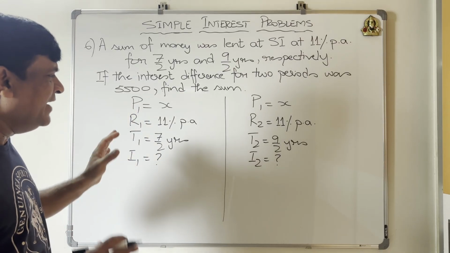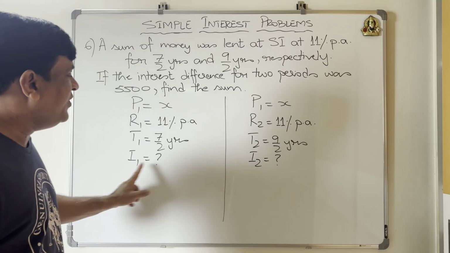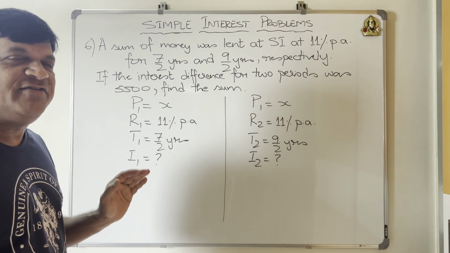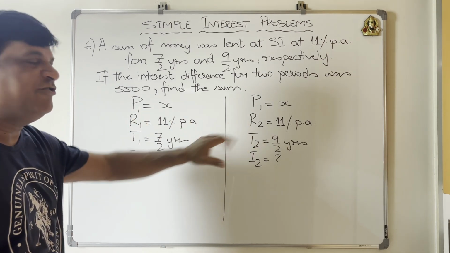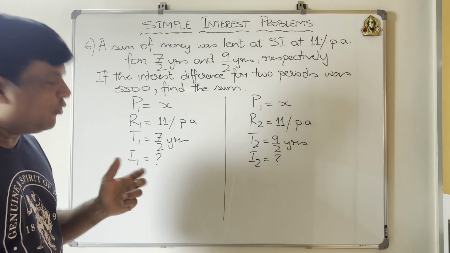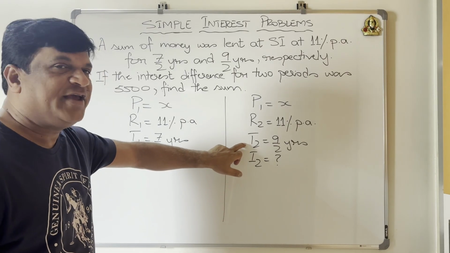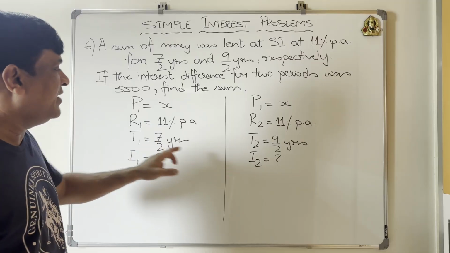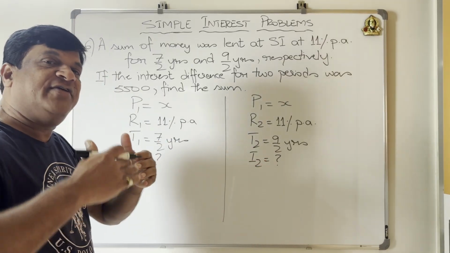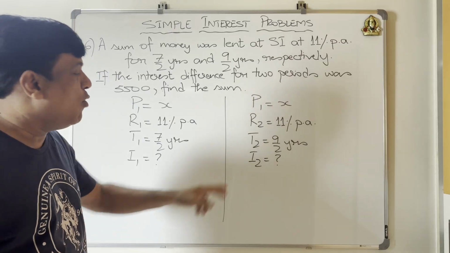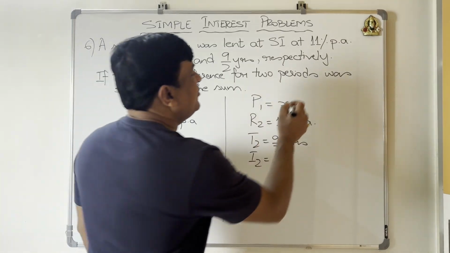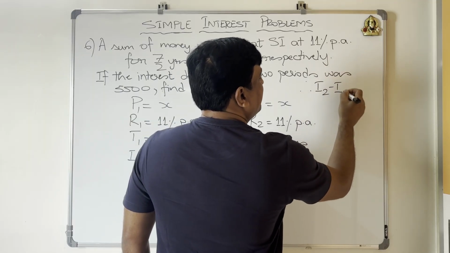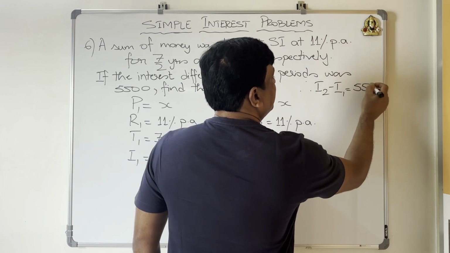Now you need to be a little bit intelligent enough to understand in which case the interest will be higher. Just take a moment and think through in which case the interest will be higher over here with this information. Okay, let me tell you, the interest will be higher in this particular case because the time period is higher here. The rate is the same, the amount is the same, but the time period is a little bit higher. As in when the time period increases, the interest amount will be more. So what will I write? The condition we'll use at the end is I2 minus I1 will be equal to 5500.